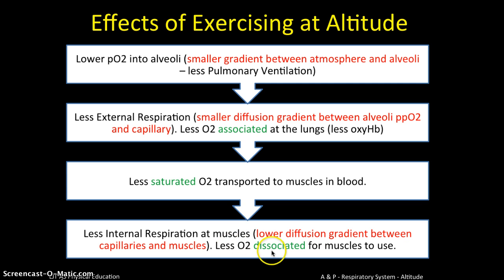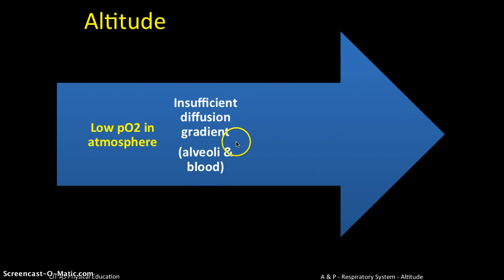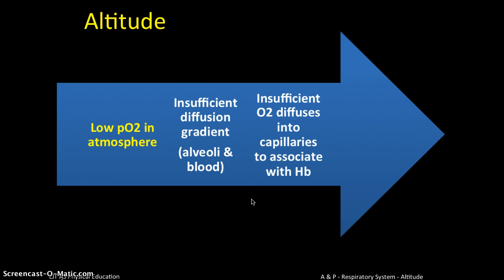So less oxygen will dissociate from the haemoglobin and diffuse into the muscles to be available for exercise. So in summary, because we've got a lower partial pressure of oxygen in the atmosphere, there's less that gets into the alveoli, and there's a shallower diffusion gradient at the alveoli in the blood. There's insufficient oxygen, or less oxygen diffuses into the capillaries and associates with haemoglobin. So haemoglobin actually leaves the alveoli less saturated.